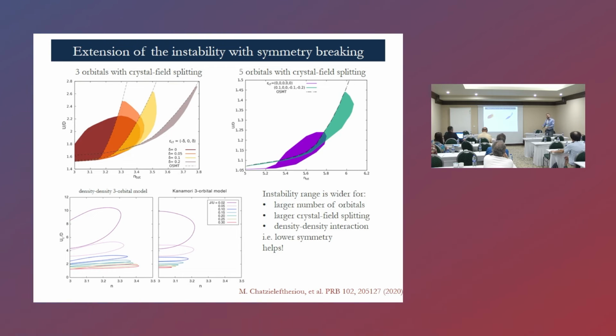So it becomes relevant for the next geometric filling, for instance, 6 electrons in 5 orbitals, which is exactly the filling of the iron-based superconductors.